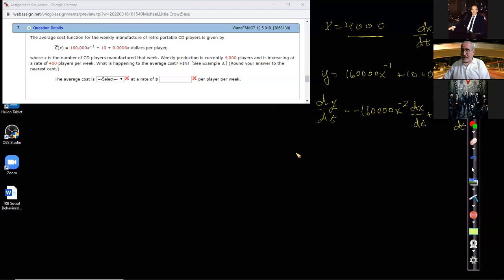So this one's not quite as bad as the last one. So we've got dy/dt is going to be negative 160,000 times 4,000 to the negative 2 times the dx/dt, which is 400, plus, and again, we'll get our 3 zeros here.